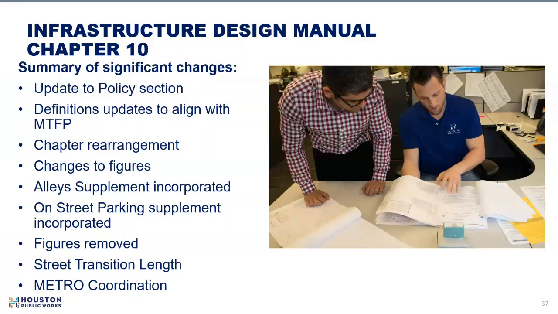So here in front of you is a summary list of significant changes I'll be discussing: update to the policy section, definitions, updates to align with the major thoroughfare plan, chapter rearrangement, changes to figures, alleys supplements incorporated, on-street parking supplement incorporated, figures removed, street transition length, and metro coordination.